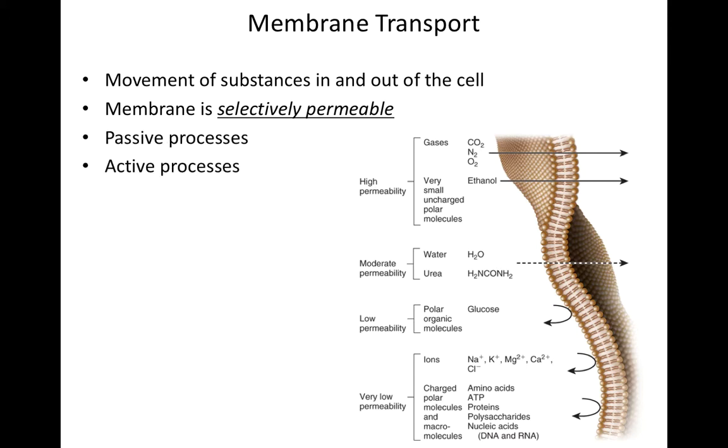We can divide how things cross the membrane into what are called passive processes and active processes. These have to do with the input of energy. Passive processes do not require energy. Active processes do. So we're going to start with passive.